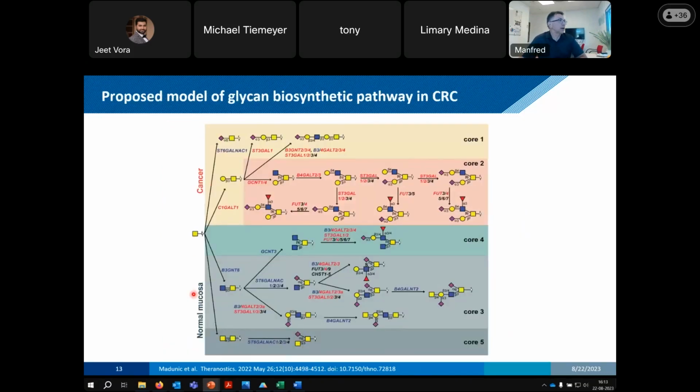And we tried to come up with a biosynthetic pathway in line with the textbook knowledge. And we also used some transcriptomics data, public data, and pasted them on top. So what we see is indeed the core 2 pathway here with the terminal Lewis and sialyl-Lewis motifs. We see the truncated O-glycans up in cancer, but we see indeed core 3 mainly in the normal mucosa and way lower than in the cancer.